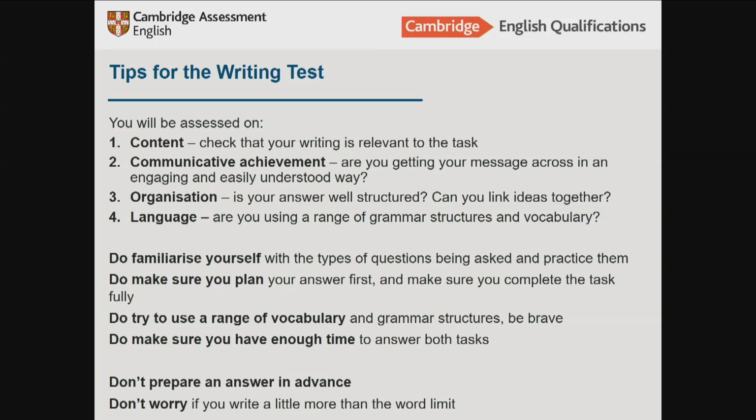Do make sure that you have enough time to complete both tasks, and don't prepare your answers in advance, because you don't know what the questions are going to be when you enter the exam room, and if they are not the same as the piece that you've prepared in advance, you're not going to get very good marks. And don't worry if you write a little bit more than the word limit. It's always better to write a little bit more than a little bit less.